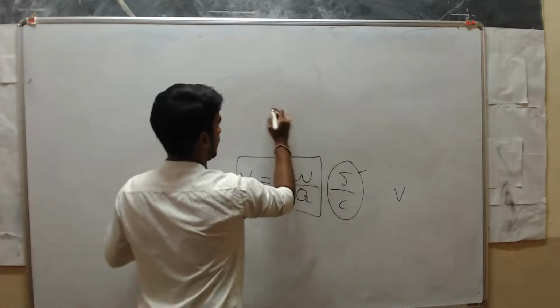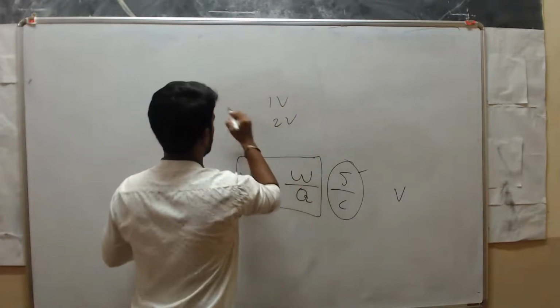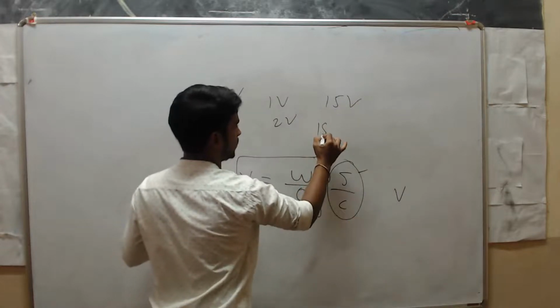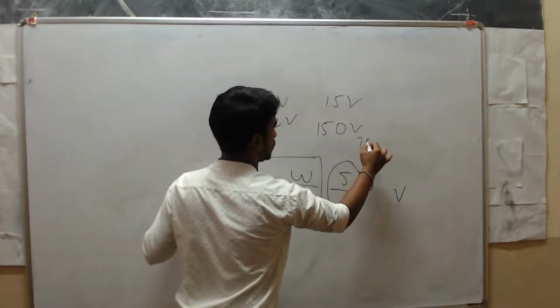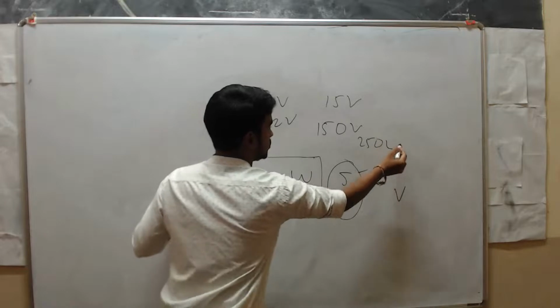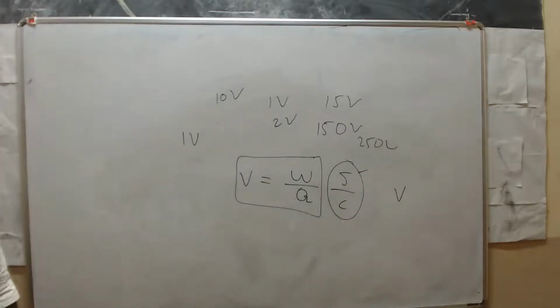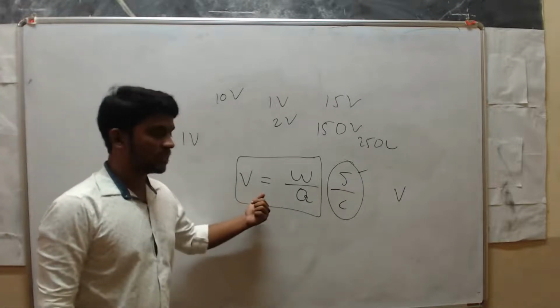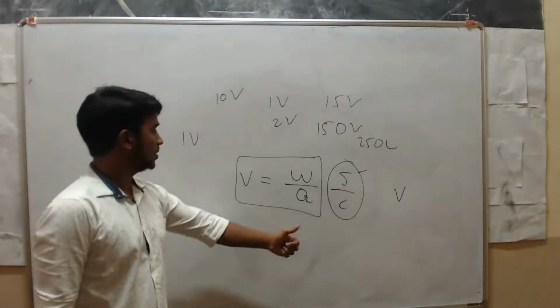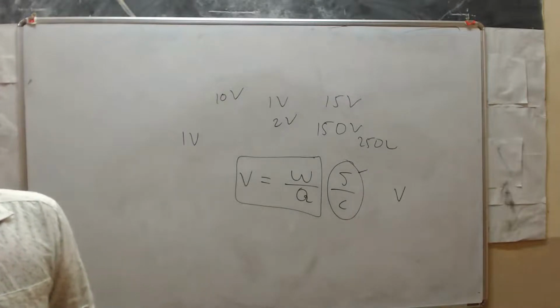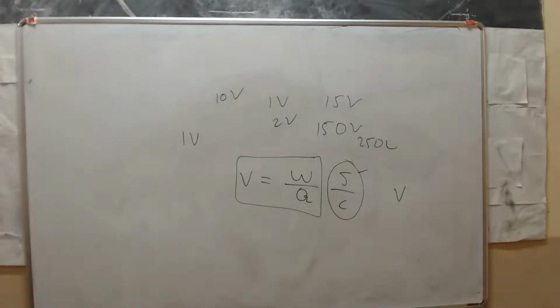Say you have seen this kind of values: 1 volt, 2 volt, 10 volt, 15 volt, 150 volt, or 250 volt. Okay, so then what is the meaning of 1 volt? Correct. See, volt is the extent of voltage or potential difference. Then what is the meaning of 1 volt?